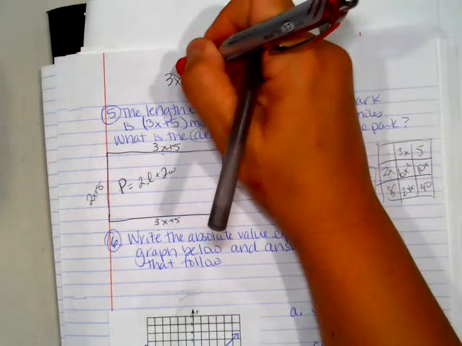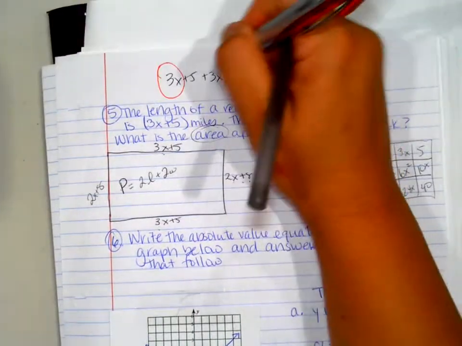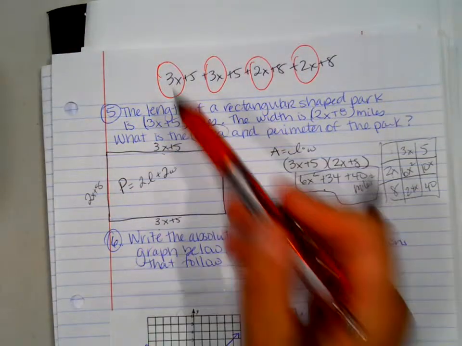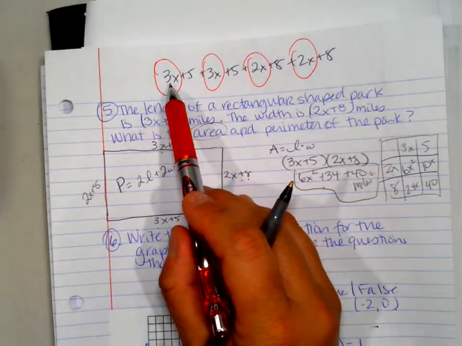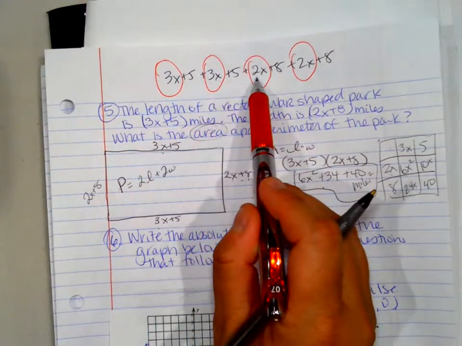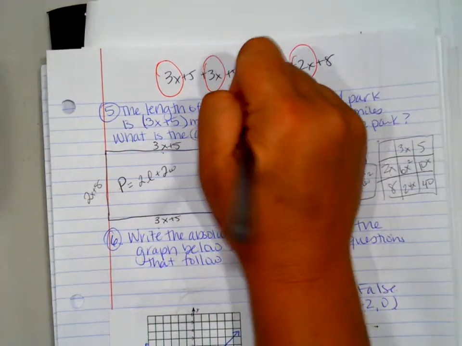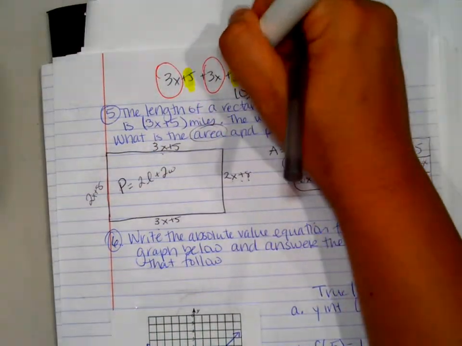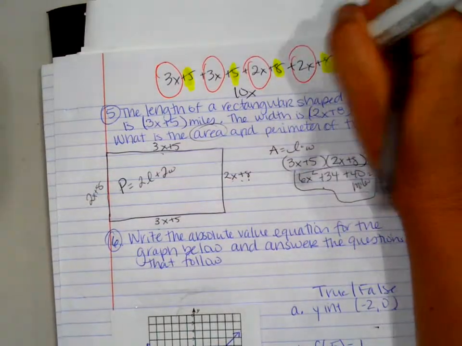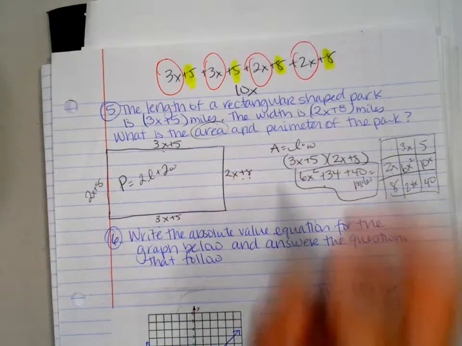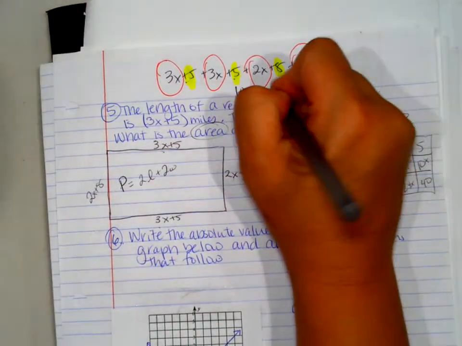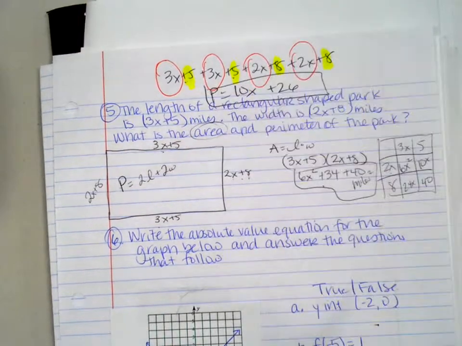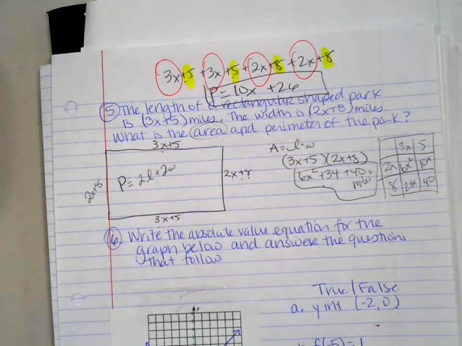Combine like terms, friends. So we've got 3x, 3x, 2x, 2x. Remember, you're not changing your variables, only dealing with the coefficient. 3 plus 3 is 6, 7, 8, 9, 10. I've got 10x. What's left? Positive 5 plus 8 plus 8. So I've got 10 and 16 plus 26. Your perimeter is equal to 10x plus 26. And you would leave your answer like that.